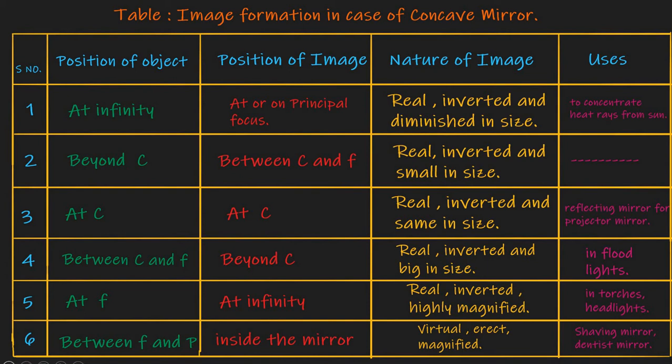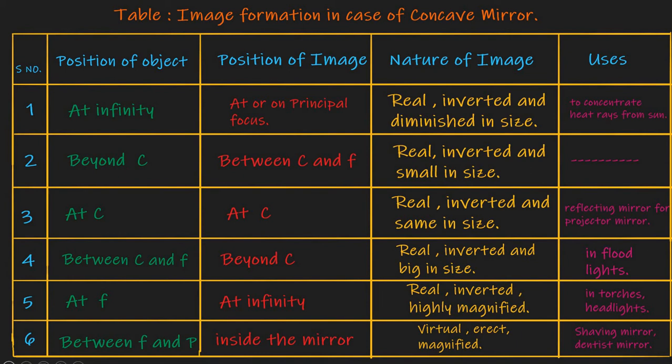Then the third, when position of object is at center of curvature, image is also formed at center of curvature, and the image is real, inverted, and this time the size of object and size of image are the same. This kind of position of object or image formation is used in reflecting mirrors for projector mirror.